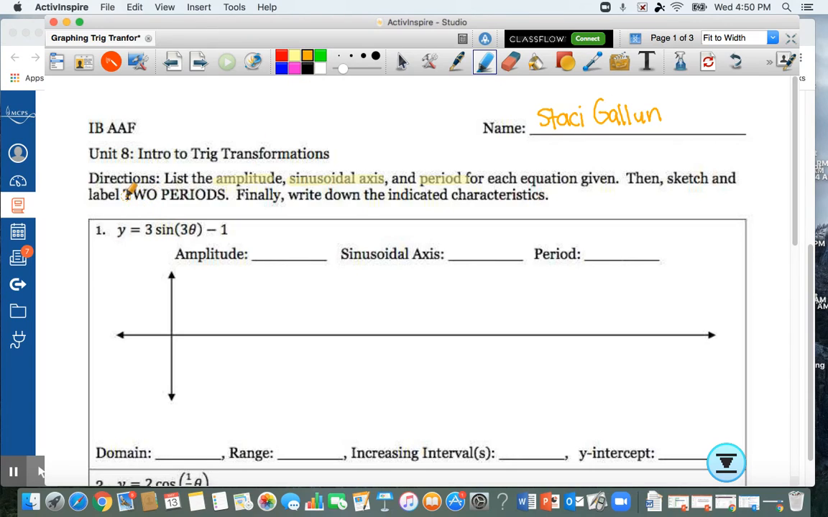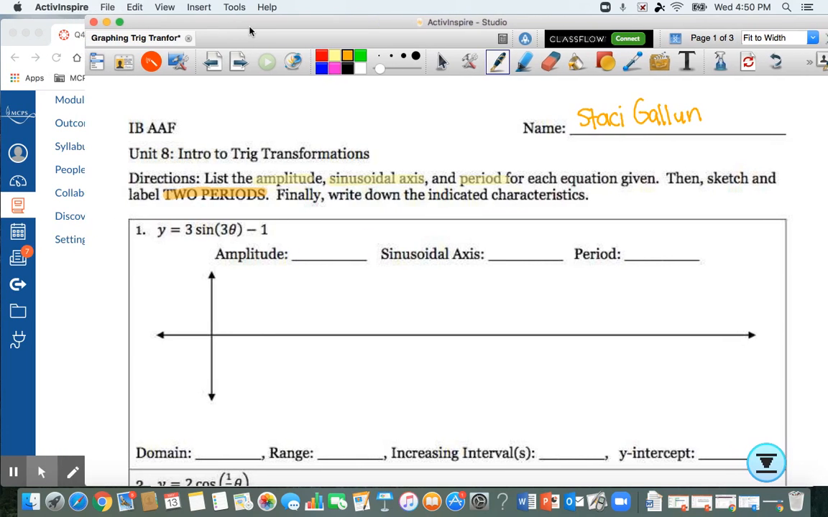They always want us to label 2 periods. It's not just 1, 2 of them. And then finally write down the indicated characteristics. Oh, good, they're going to tell us the characteristics. I don't just have to list them out aimlessly. So let's see. Y equals 3 sine 3 theta minus 1.